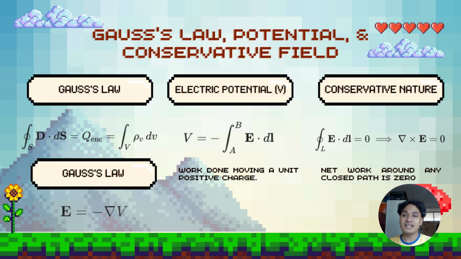Because electrostatic fields are conservative, moving a charge around a closed loop requires zero net work, which is the closed integral of E dot dl equal to 0. This conservative property means the electric field can be expressed purely as the negative gradient of a scalar electric potential V, E equal to negative del V. This lets us solve the scalar potential problem first, then take the gradient to find the field.